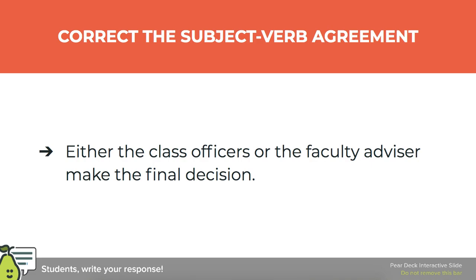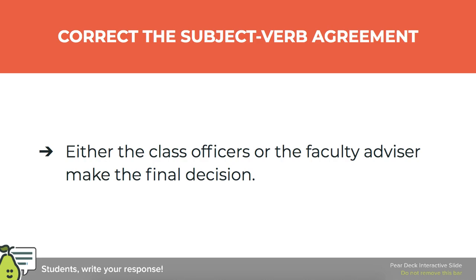Now, if you're stumped, that's okay. This one's actually tricky because what we have is called a compound subject. We have two things that are making up the subject together. So the class officers or the faculty advisor, both of those are the subject. Now, it gets tricky though because one is plural and one is singular. However, the solution is probably easier than you might be expecting. To make the subject-verb agreement match, we are just going to make the verb match the subject that it is closest to. In this situation, that is the faculty advisor.